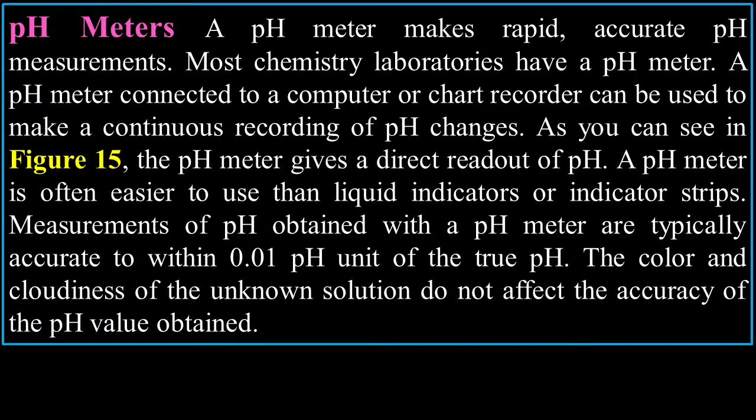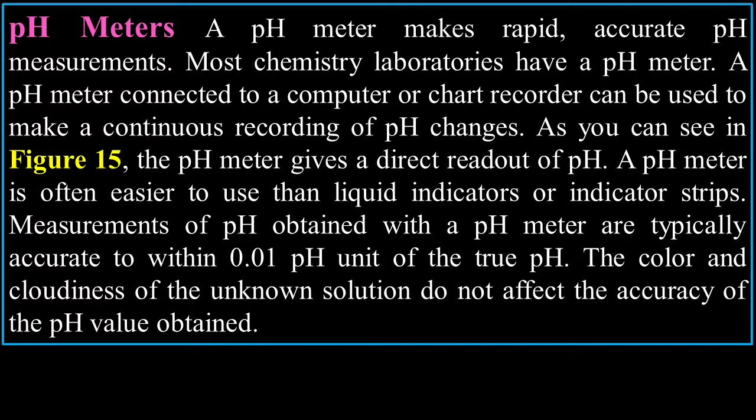Now, let's talk about pH meters. A pH meter makes rapid, accurate pH measurements. Most chemistry laboratories have a pH meter. A pH meter connected to a computer or chart recorder can be used to make a continuous recording of pH changes. As you can see in Figure 15, the pH meter gives a direct readout of pH.